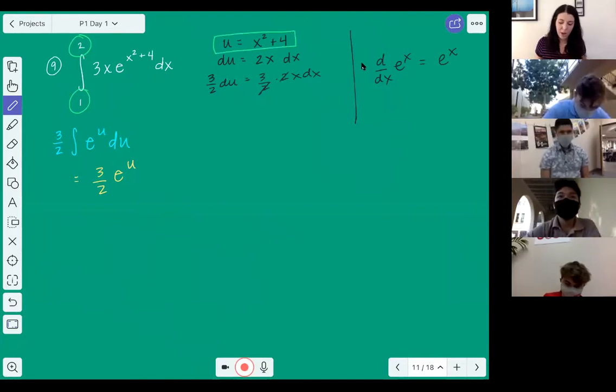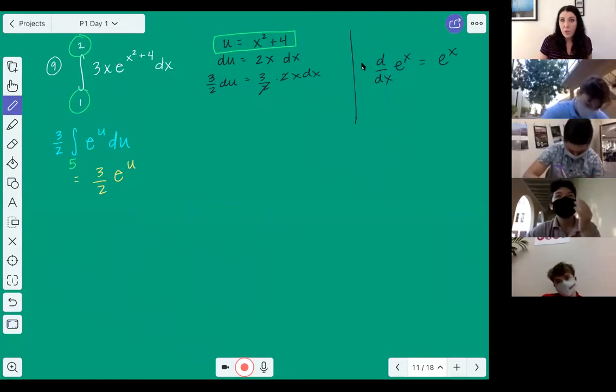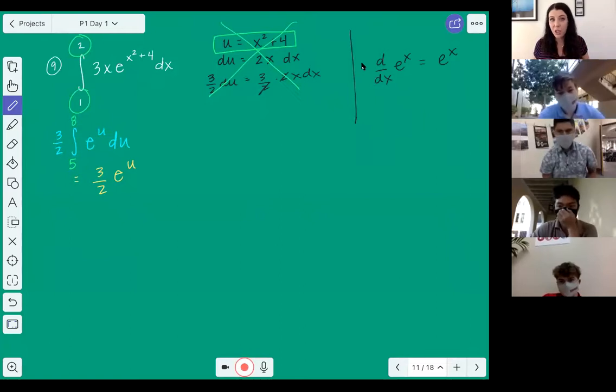Perfect. And so for the bottom bound, what would you get for that bottom bound, Ethan? 5. Perfect, because we're doing 1 squared plus 4, which is 5. And then what would you get for the top bound? 8. So we get 2 squared, which is 4 plus 4, which is 8. Perfect. Now, the nice thing about when there's bounds on our integrals with U-substitution is we never need to come back to any of that X material ever again. We're done with it. We've used it as much as we're going to use it.